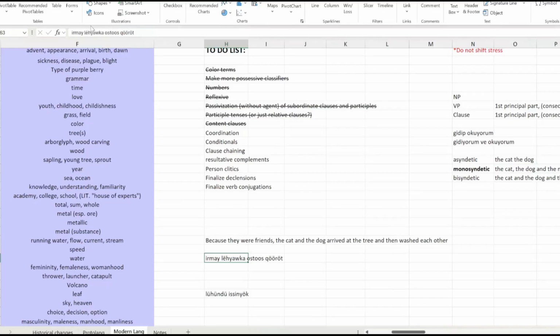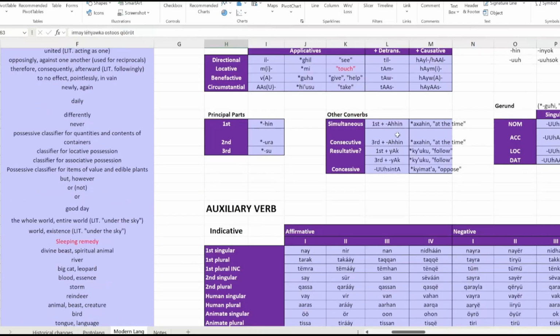You've got a cat and a dog. So it's like, at the time the cat and the dog arrived at the tree. So the consecutive is the third principal part plus the achin ending.